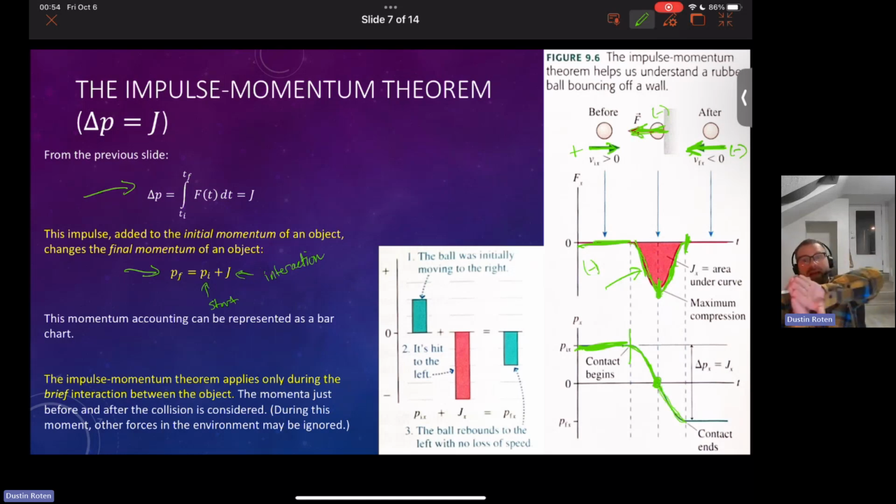Now, once it actually has left the wall and is flying in the opposite direction, because its velocity is constant, it's going to have momentum again, just a flat line. It's constant momentum, just negative now.